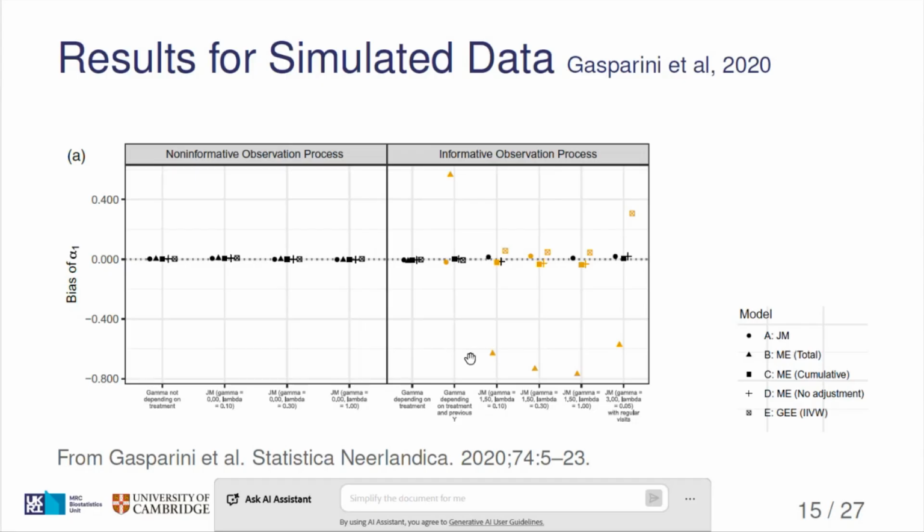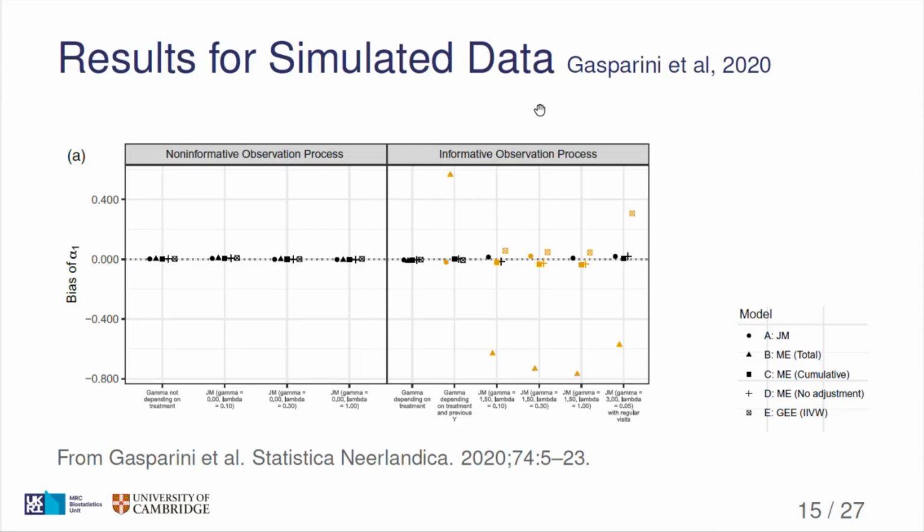So I'm just going to show some results for some simulated or synthetic data. The advantage of using synthetic data in this context is that we know what the true result should be because we know the model it's generated from. This is a simulation study taken from a paper by Gasparini et al. What they've done is they've generated data and they've fitted various models to that data to see how they perform.